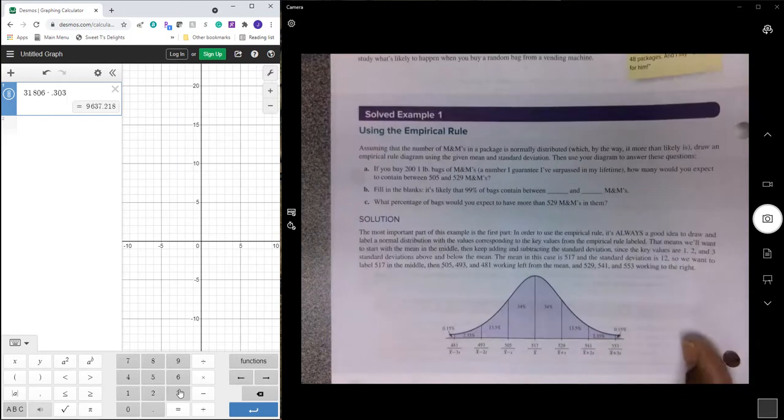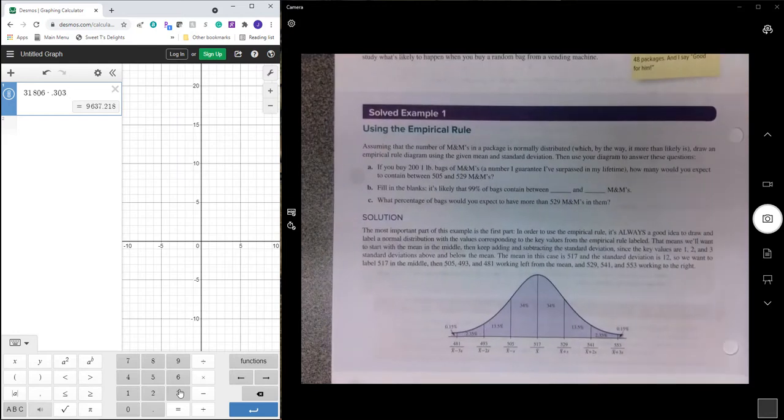Okay, now it says here with A, if you buy 200 1-pound bags of M&Ms, a number I guarantee I've surpassed in my lifetime, how many would you expect to contain between 505 and 529 M&Ms? Fill in the blanks. It's likely that 99% of bags contain between blank and blank M&Ms. What percentage of bags would you expect to have more than 529 M&Ms in them?